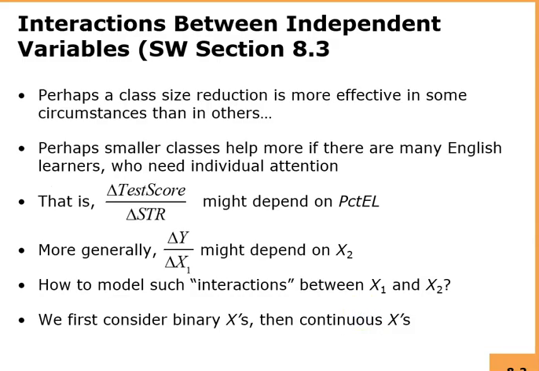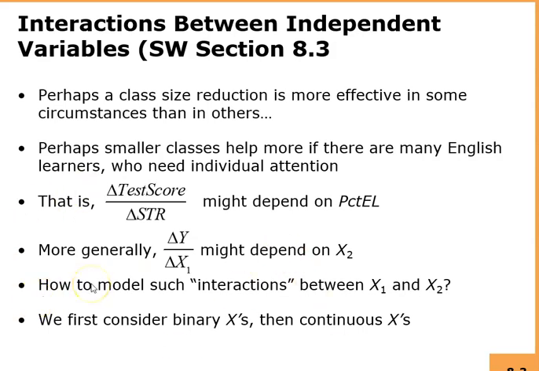So what does it mean when we talk about interactions between independent variables? What we are basically looking at is that perhaps a class size reduction is more effective in some circumstances than in others. For example, if we take the percentage of English learners in the classroom, maybe smaller class sizes help more if there are many English learners, and maybe the opposite is true, that it helps students more when there are fewer English learners in the classroom to reduce the student-teacher ratio.